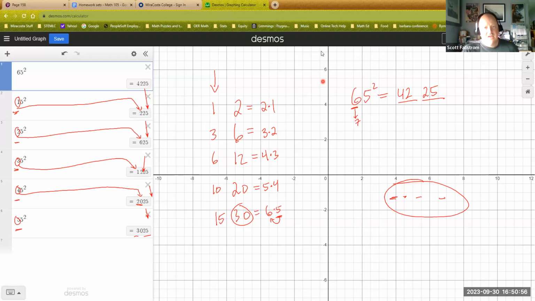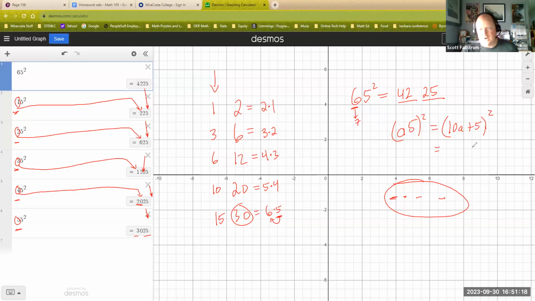Okay. If you want to see the reason why for this, then go ahead and try just taking any number at all, any group of 10, and calling it A. So I have A5 in place value notation. I want to square it. That's 10A plus 5 if I write it out in place value notation, and then go ahead and square it out.